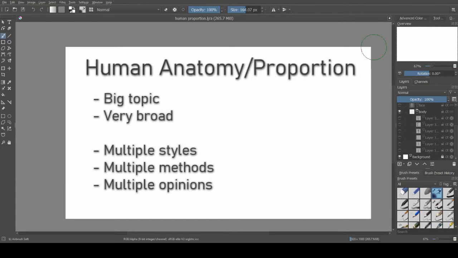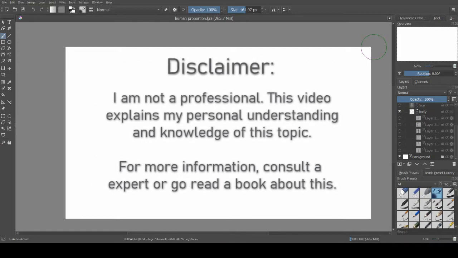So first of all, human anatomy and human proportion is an extremely big and very broad topic, and personally I am not very good at drawing humans and people in general. So if you're seeking, let's say, more professional help in drawing anatomy or people and proportion and such, my biggest recommendation would be to go read a book or consult a professional about the topic, since I'm probably not the most professional person out there to be giving advice.